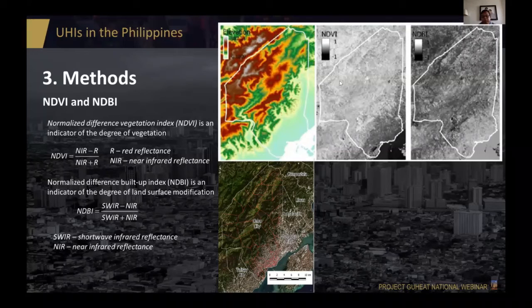This is the NDVI, which is a measure of vegetation. As you can see, the rural areas are highly vegetated, whereas the urban areas are sparsely vegetated. The NDVI shown in this map indicates the urbanization of the coastal areas or coastal barangays, and there is less urbanization in the hinterlands or the rural barangays.